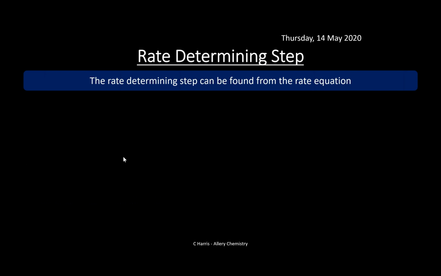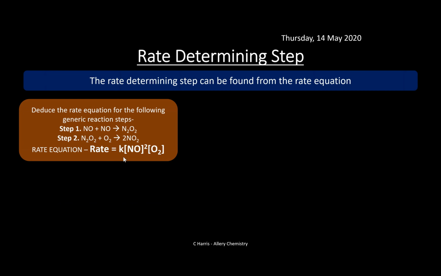Okay, so the rate determining step can be found from the rate equation as well. So this time we're going to do it backwards. We're going to deduce the rate determining step from the following reaction steps. Obviously this is not generic, this is a specific example. We've got NO plus NO will give N2O2, and then N2O2 plus O2 will give 2NO2. So the rate equation is rate equals k, NO squared, and O2.